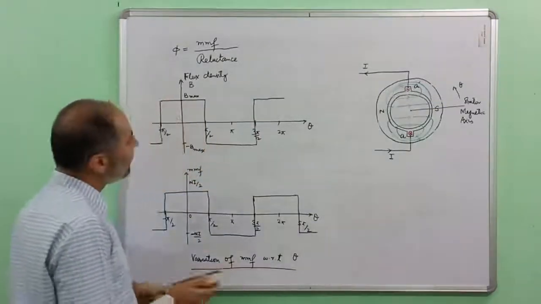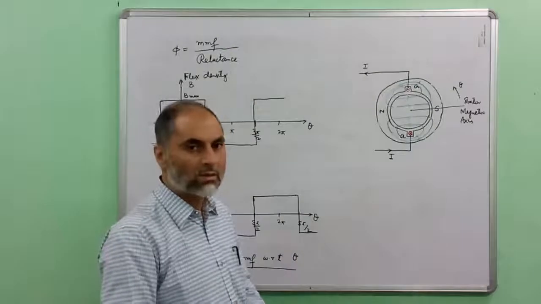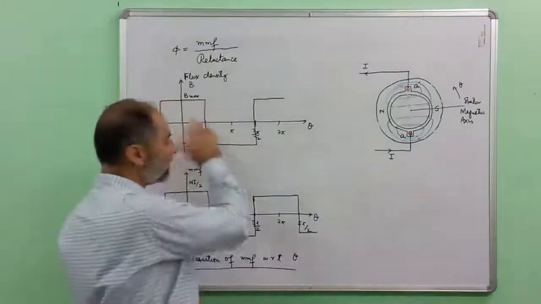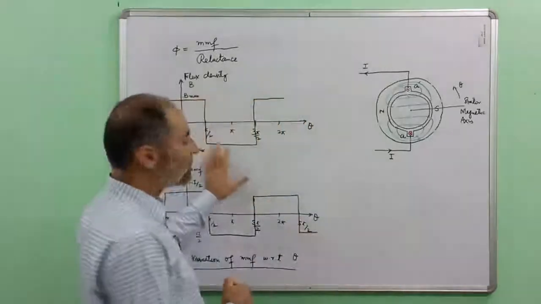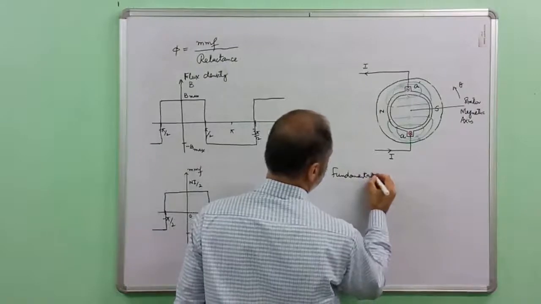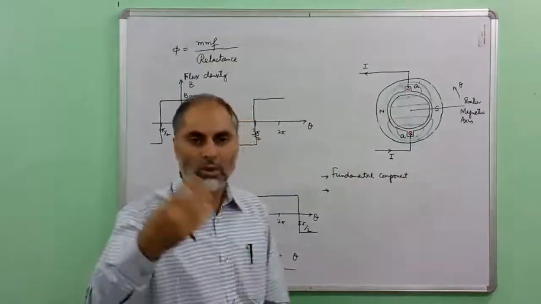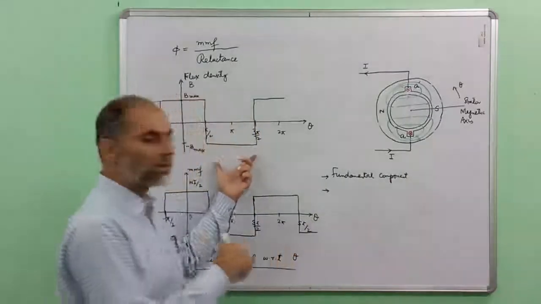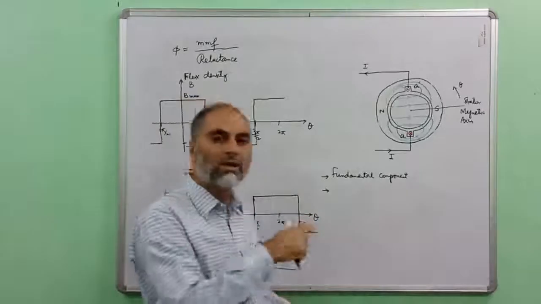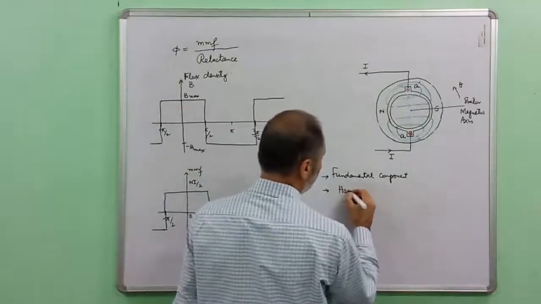Now, since this is a periodic waveform, any periodic waveform can be considered to be made up of a large number of sinusoidal waveforms. The first waveform has the same period and same frequency as that of the original periodic waveform, and that is known as the fundamental component. In addition to this, there are many sinusoids present in the periodic waveform which have a period which is a submultiple of this, or in other words, which have frequencies which are multiples of the frequency of the fundamental. Those are known as harmonics.